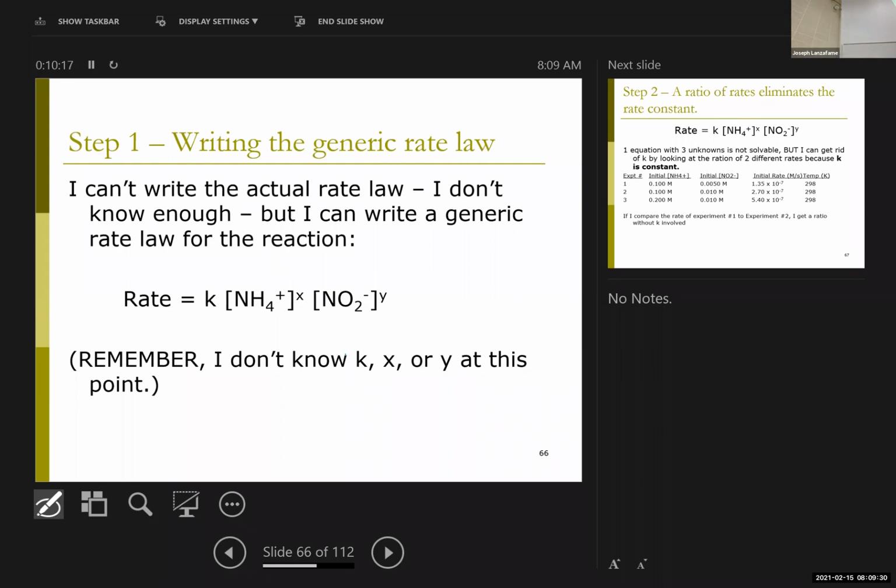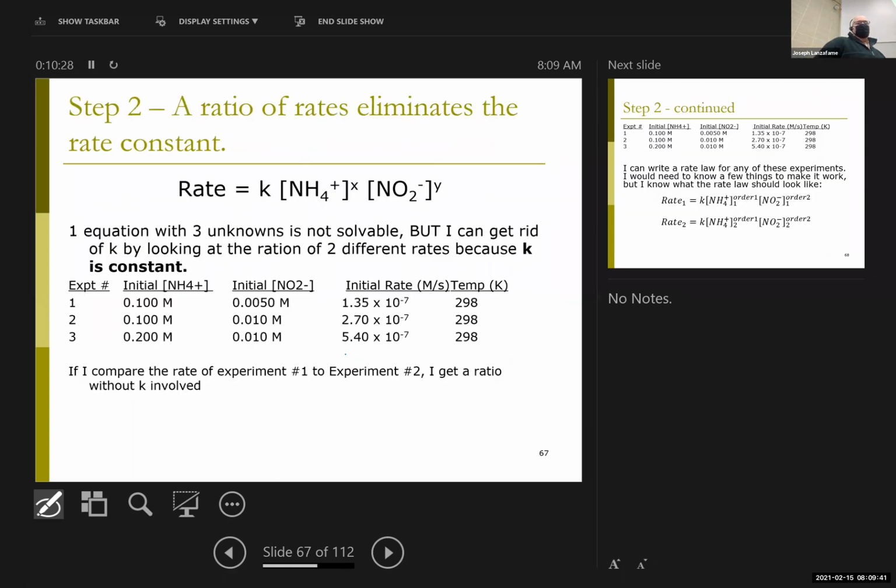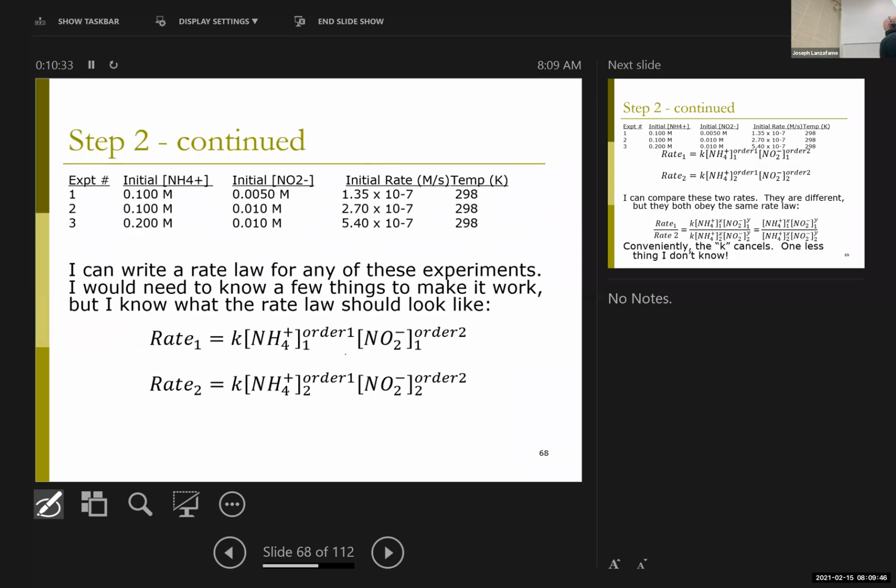But I'm going to start again with my generic expression for the rate law, and I'm just trying to, one at a time, determine what my 3 unknowns are: the rate constant, the order with respect to ammonium, and the order with respect to nitrite. And so what I'm really going to do is write the rate law for each of my experiments, using the values I have. Symbolically, I've called it rate 1, meaning experiment number 1. But for all of these, I have a rate and I have the initial concentrations of ammonium and nitrite.